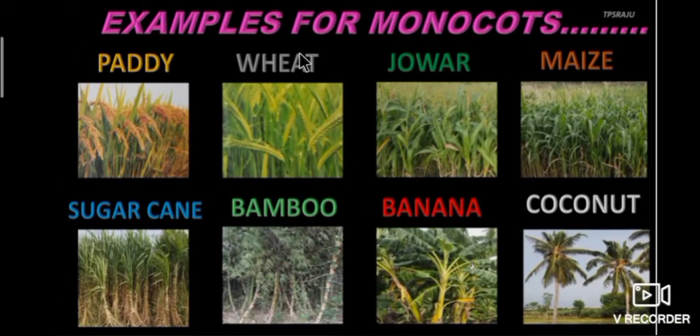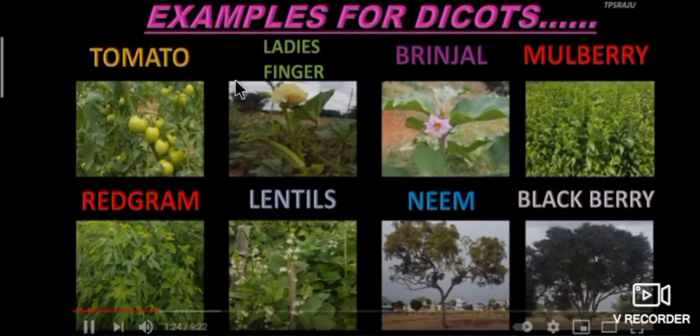Let's see some of the examples for monocots. Paddy, wheat, jowar, maize, sugarcane, bamboo, banana and coconut are the examples for monocots. Tomato, lady's finger, brinjal, mulberry, red gram, lentils, neem, blackberry are the examples for dicot plants.